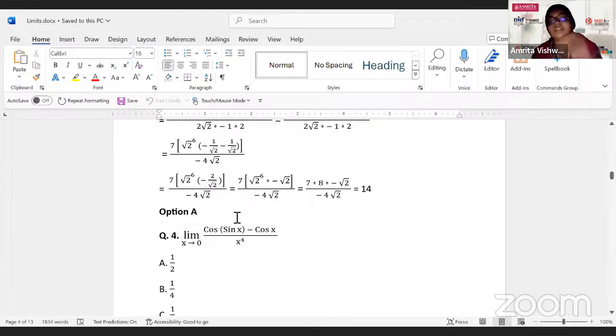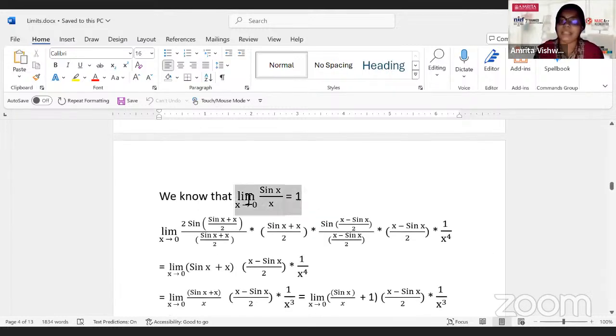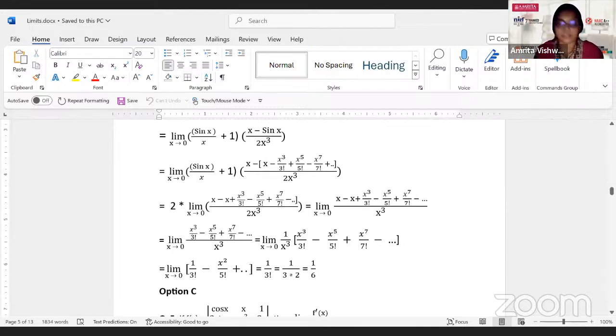So cos A minus cos B, cos C minus cos D, you have to apply the formula. Here also, we have used one more important point, that is limit x tends to 0, sin x by x equal to 1. This formula also all of you have to remember in order to solve the question.